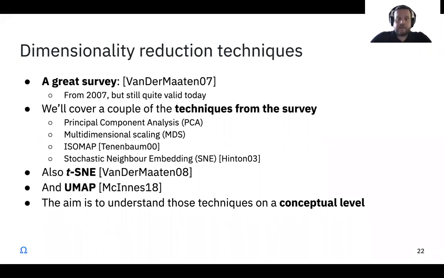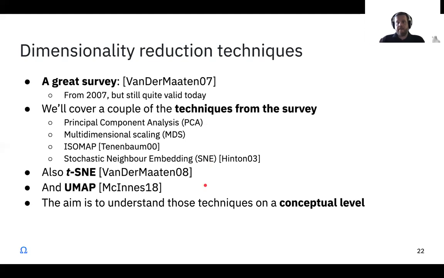We're going to cover a couple of the techniques from the survey, the most famous ones that have been used and are still used throughout the world of information visualization. Principal component analysis dates to, I believe, 1901, so that's more than a century old, but still being used. And from the more modern techniques, we're going to take a brief look at t-SNE and UMAP.